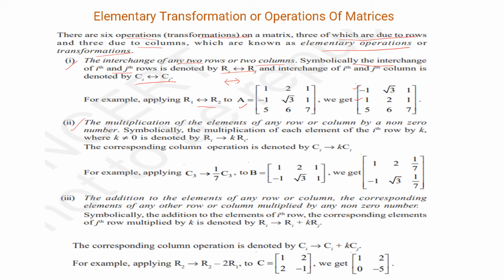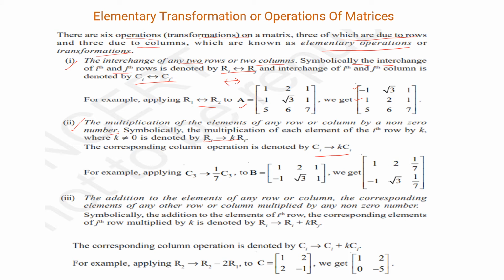Number 2 is the multiplication of the elements of any row or column by a non-zero number. We can multiply any row or any column by a non-zero number. So suppose we are multiplying the ith row with k, which is a non-zero number, then this operation can be written as Ri is now changed to k times Ri, right?